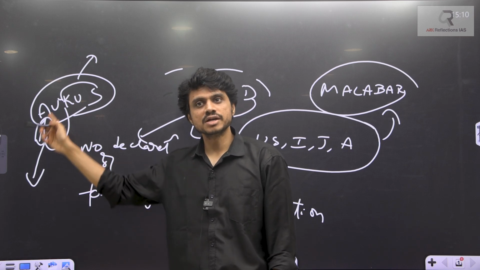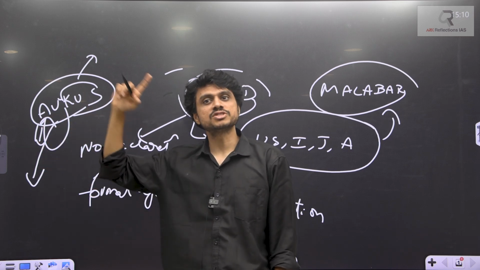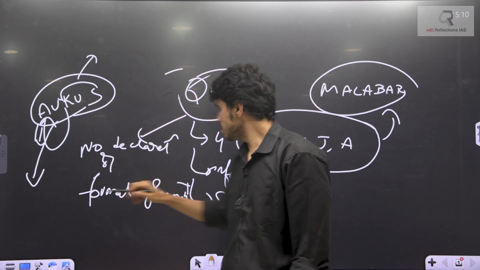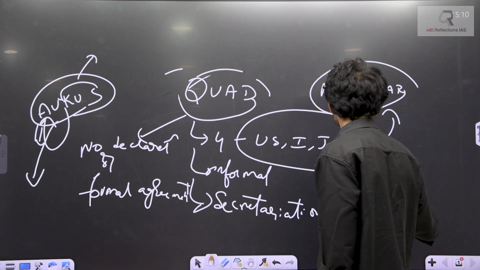In the same way, this kind of grouping is also present in the West. West means not USA, that word, but West Asia. That is called I2U2.